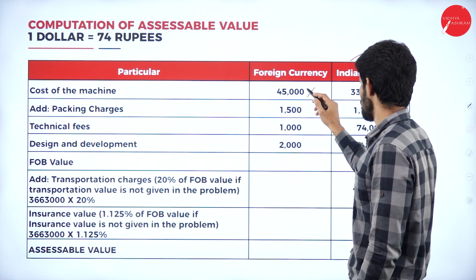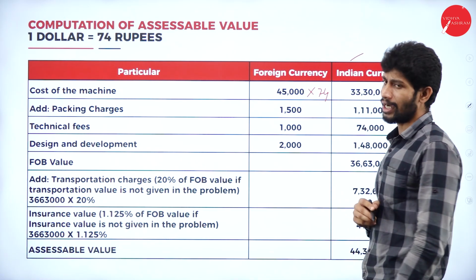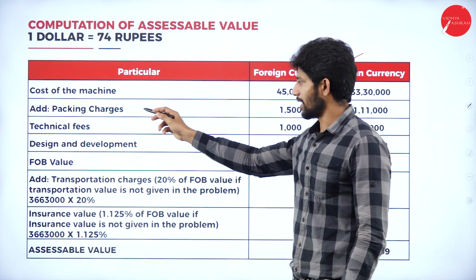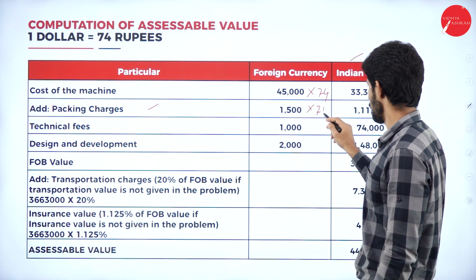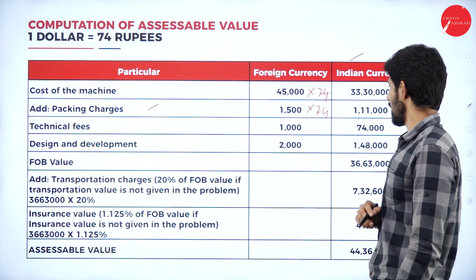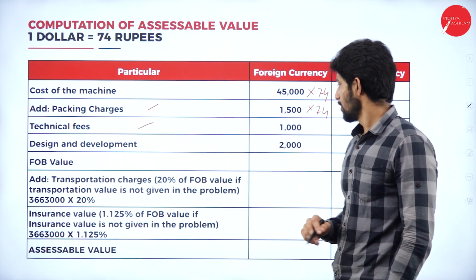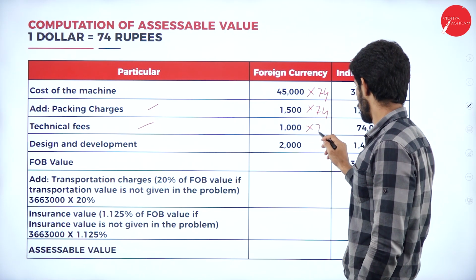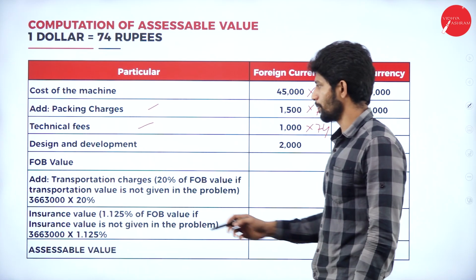$45,000 into 74, you will get Indian currency. How much? 33,30,000. Add packing charges, that is $1,500 into 74. How much will you get? You will get 1,11,000. Next, technical fees. So 1000 into 74. You will get 74,000 in Indian rupees.